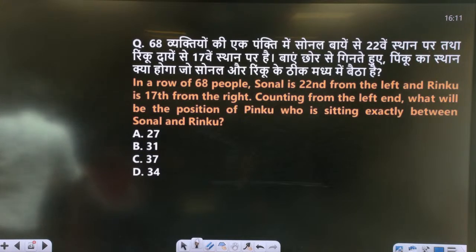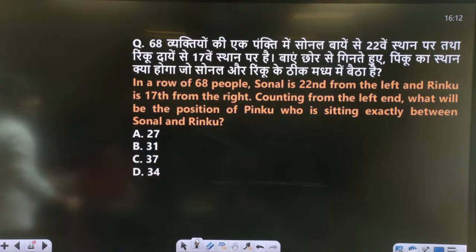What is the answer? 37? 37? Please solve the question. What is the answer? 37?